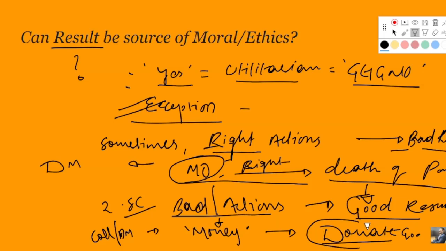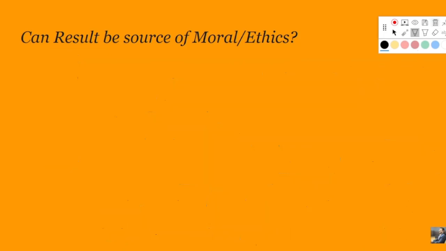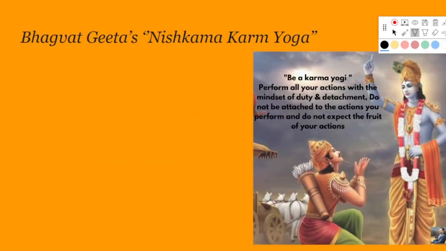So just by taking into consideration the result, we cannot decide the morality of the action from where the money came from, right? So this is the whole situation. Yes, result can be a source of morality, but there is always the exception which needs to be taken into consideration, right? I am hoping that you guys are getting the concepts, right?